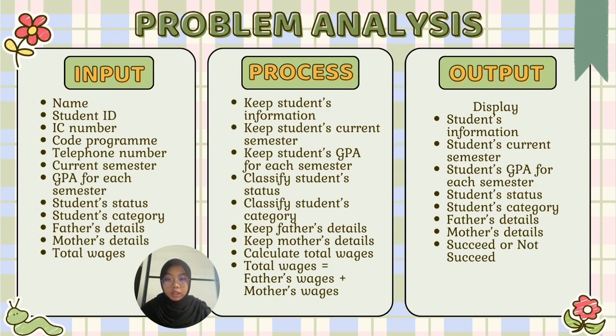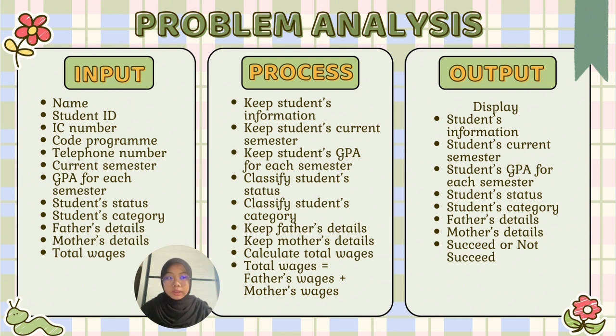In process, we keep students' information, we keep students' current semester, we keep students' GPA for each semester, we classify student status, we classify students' category, we keep father's details, we keep mother's details, and we calculate total wages, which is total wages is equal to father's wages plus mother's wages.